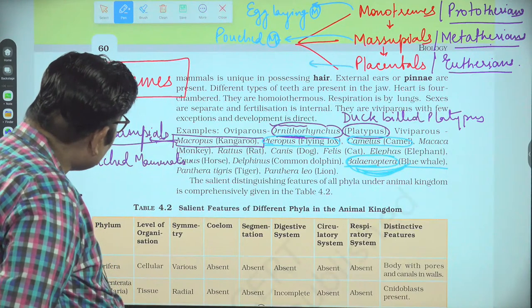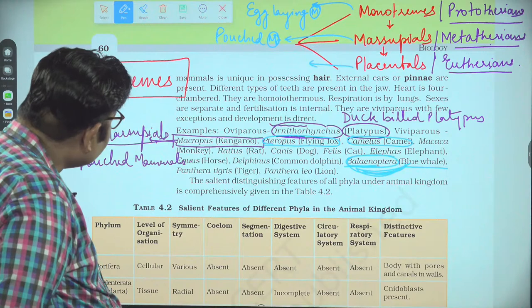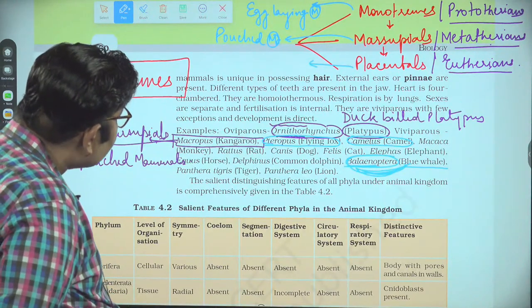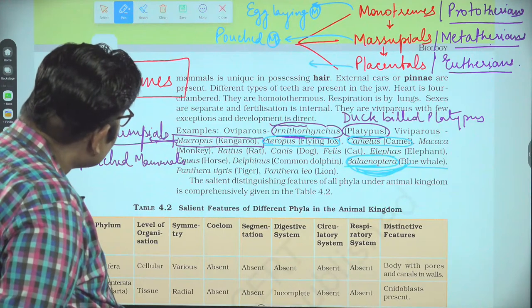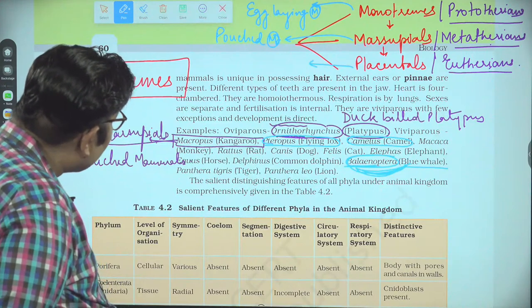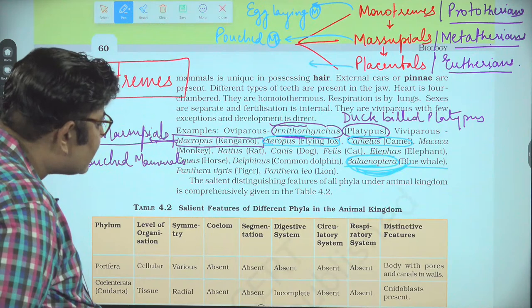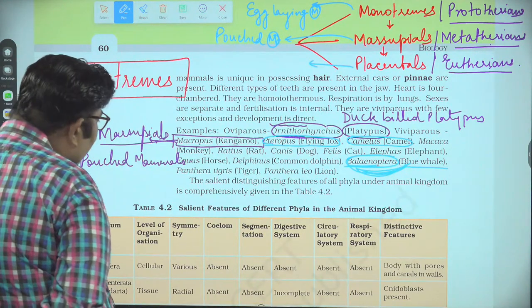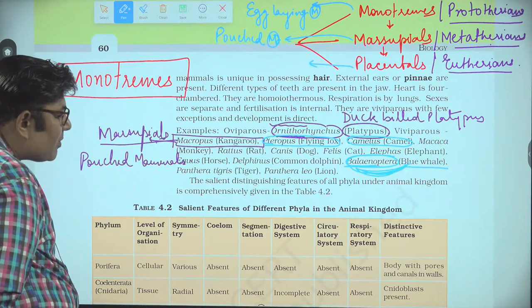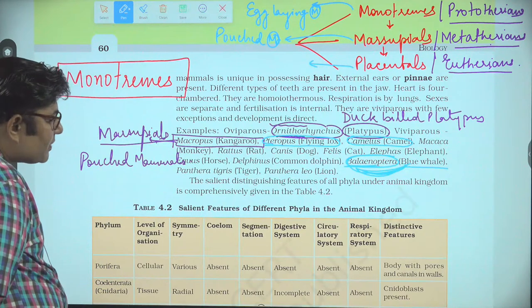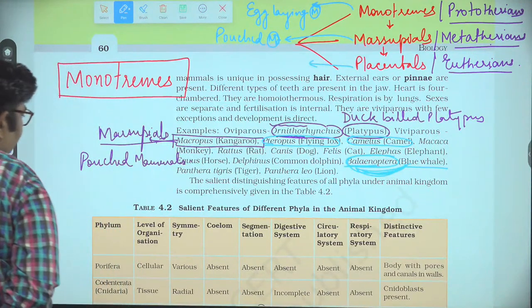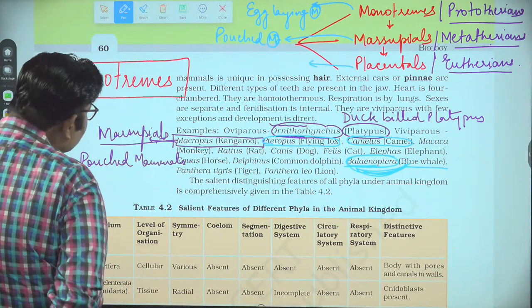Macropus, kangaroo. Pteropus, flying fox. Camelus, camel. Then Macaca, monkey. Rattus is rat. Canis is dog. Felis is cat. Equus is horse. Delphinus is common dolphin. And Balaenoptera is blue whale. Panthera tigris is tiger. And Panthera leo is lion.